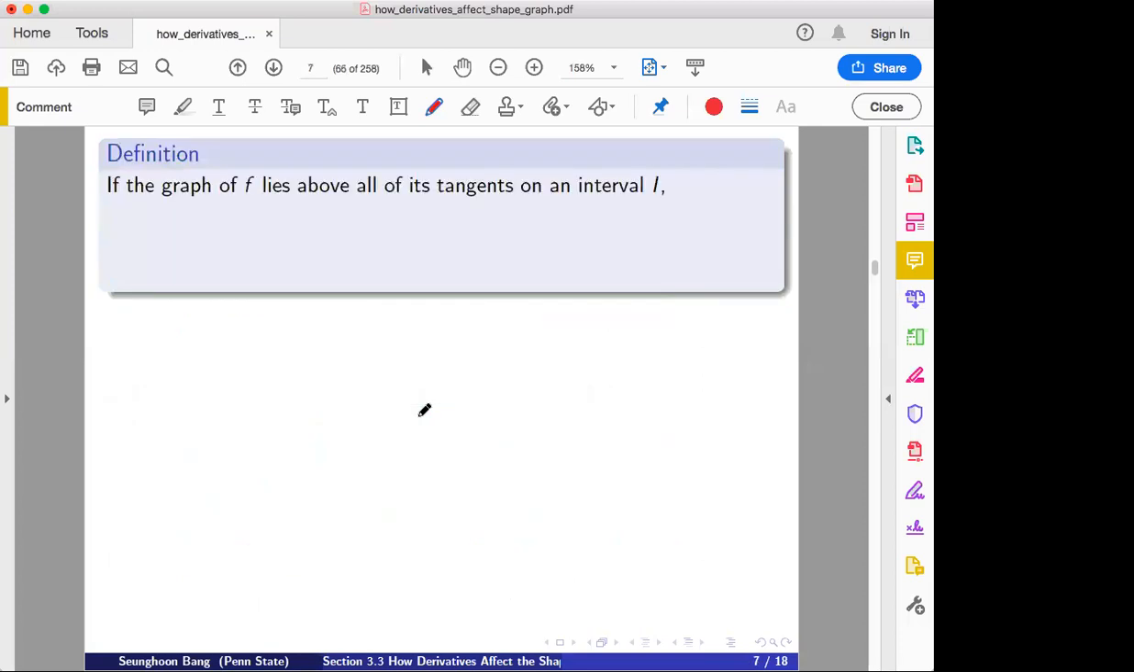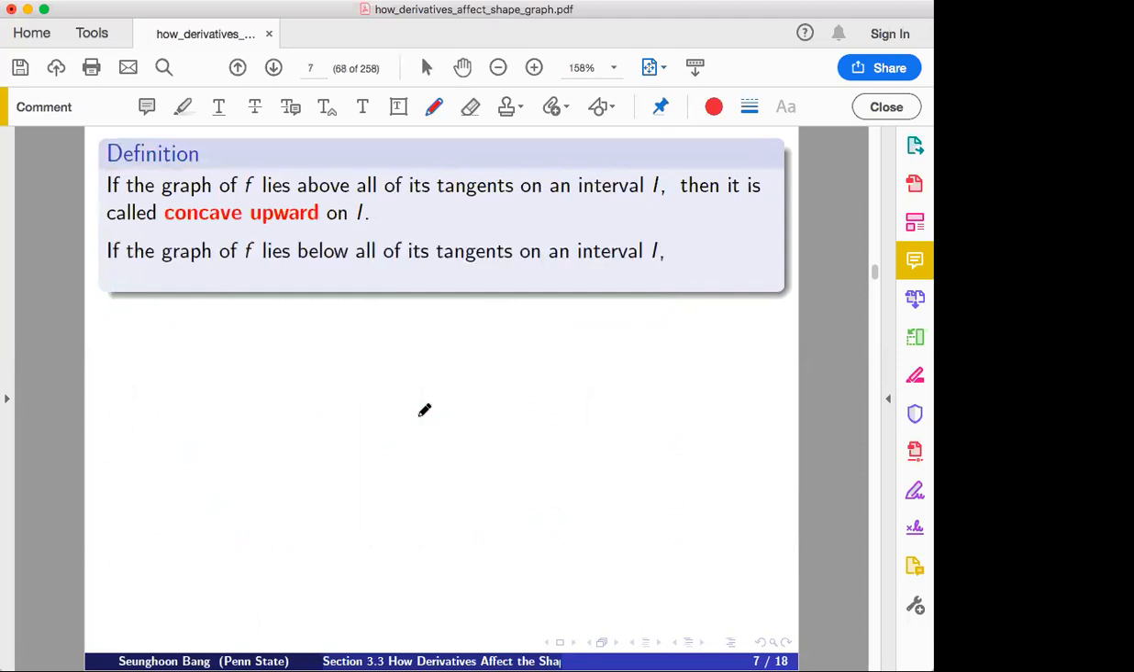If the graph of f lies above all of its tangents on an interval I, then it is called concave upward on I. If the graph of f lies below all of its tangents on an interval I, then it is called concave downward on interval I. So this is concave upward.